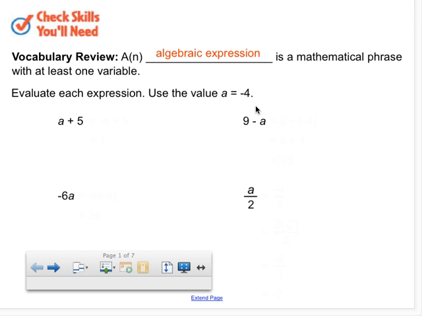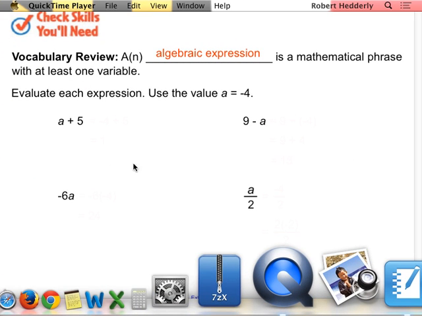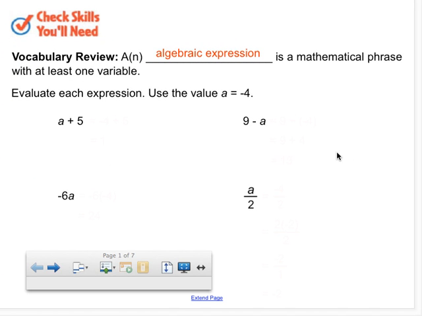Somebody said open sentence, and that was not correct. An open sentence is an equation with at least one variable. That's an open sentence, okay?